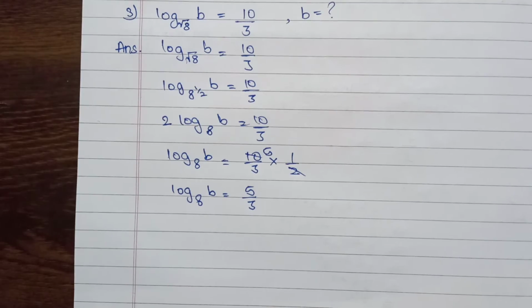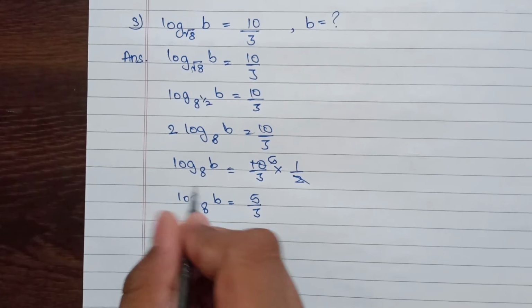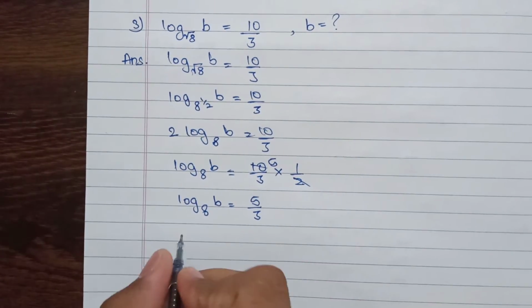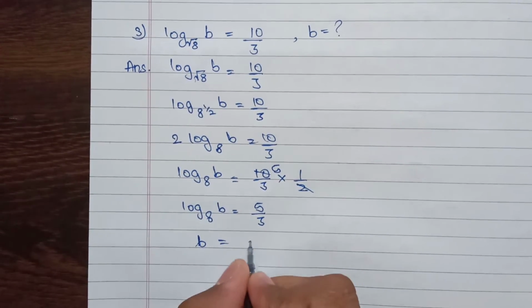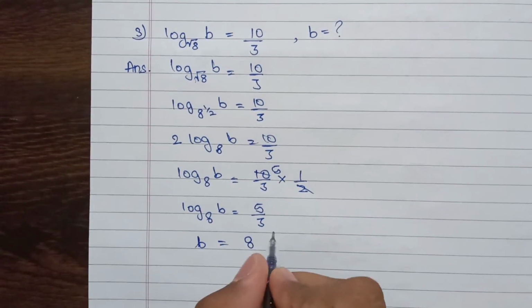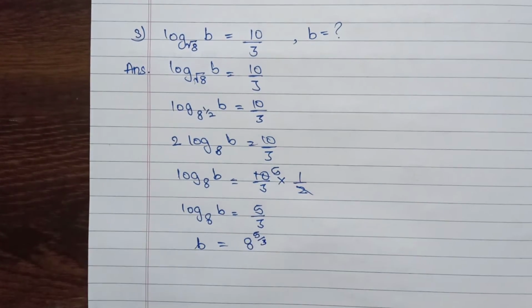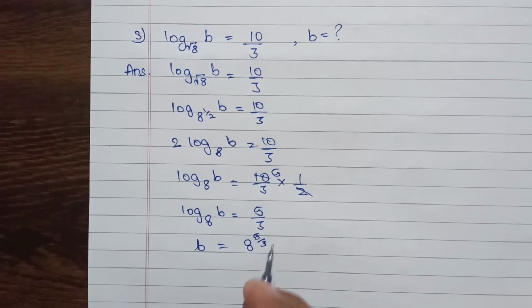So now you concentrate on my very next step. It is very important. Here what we will do, we will shift entire this log 8 to this side, and since it is in the base, it will come up. So our next step would be b equals to 8 raised to the power 5 upon 3. You saw what I did? This 8 came up and this 5 upon 3 went into its power.